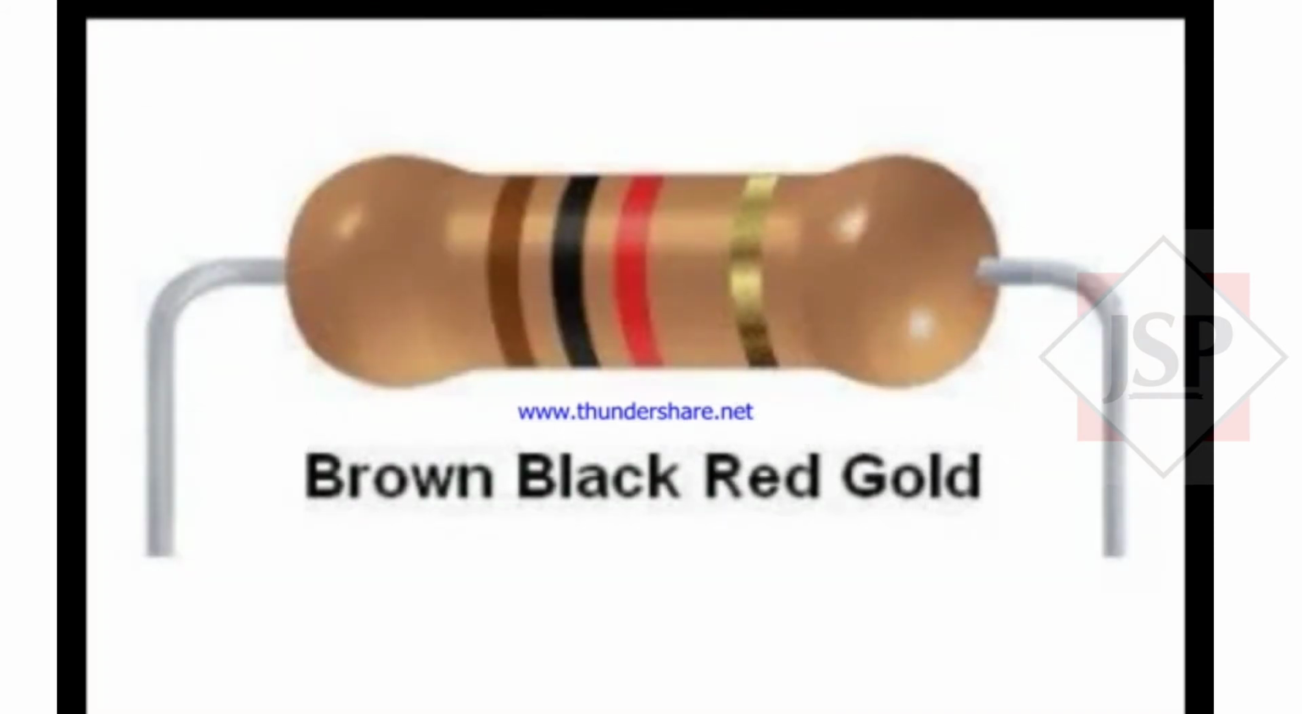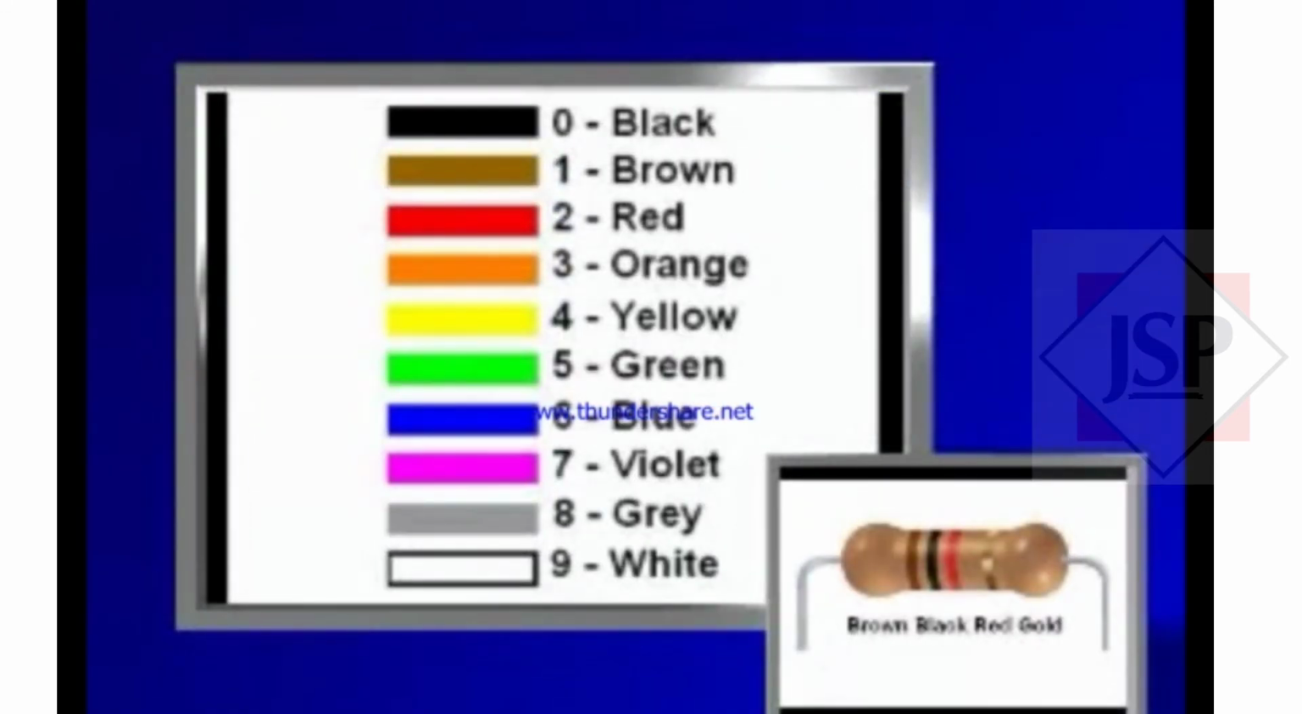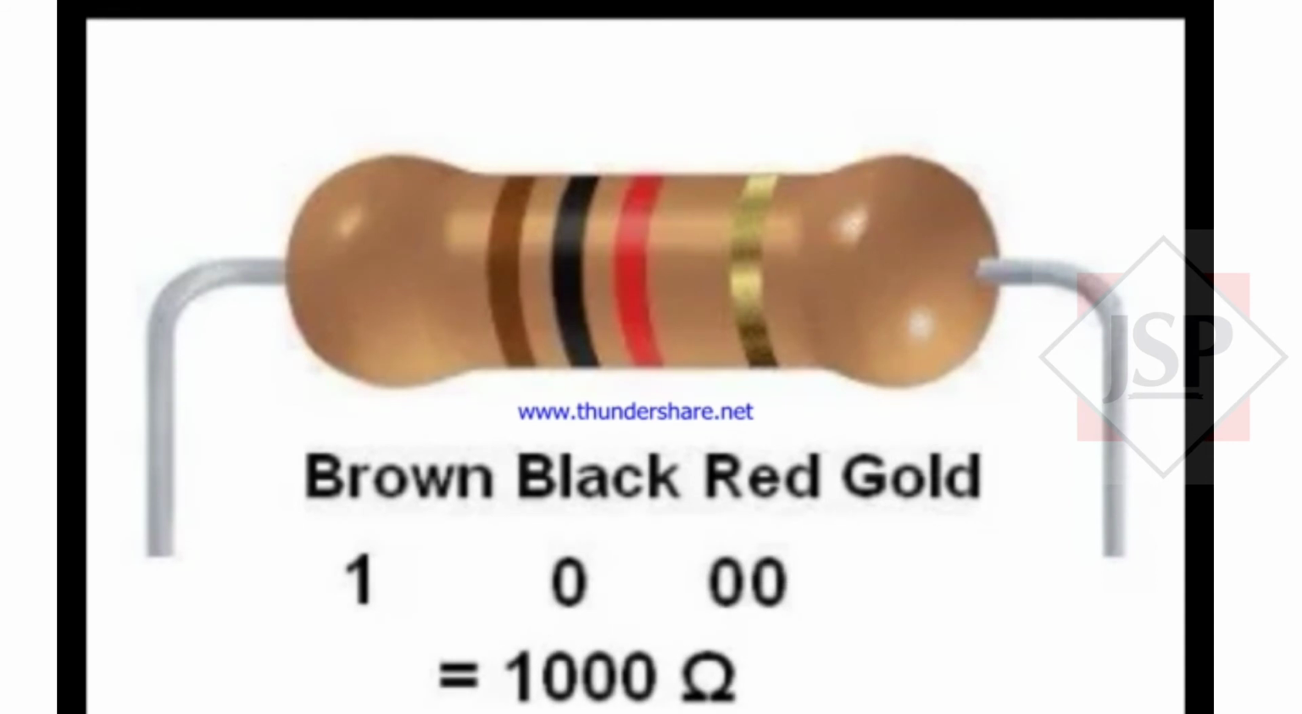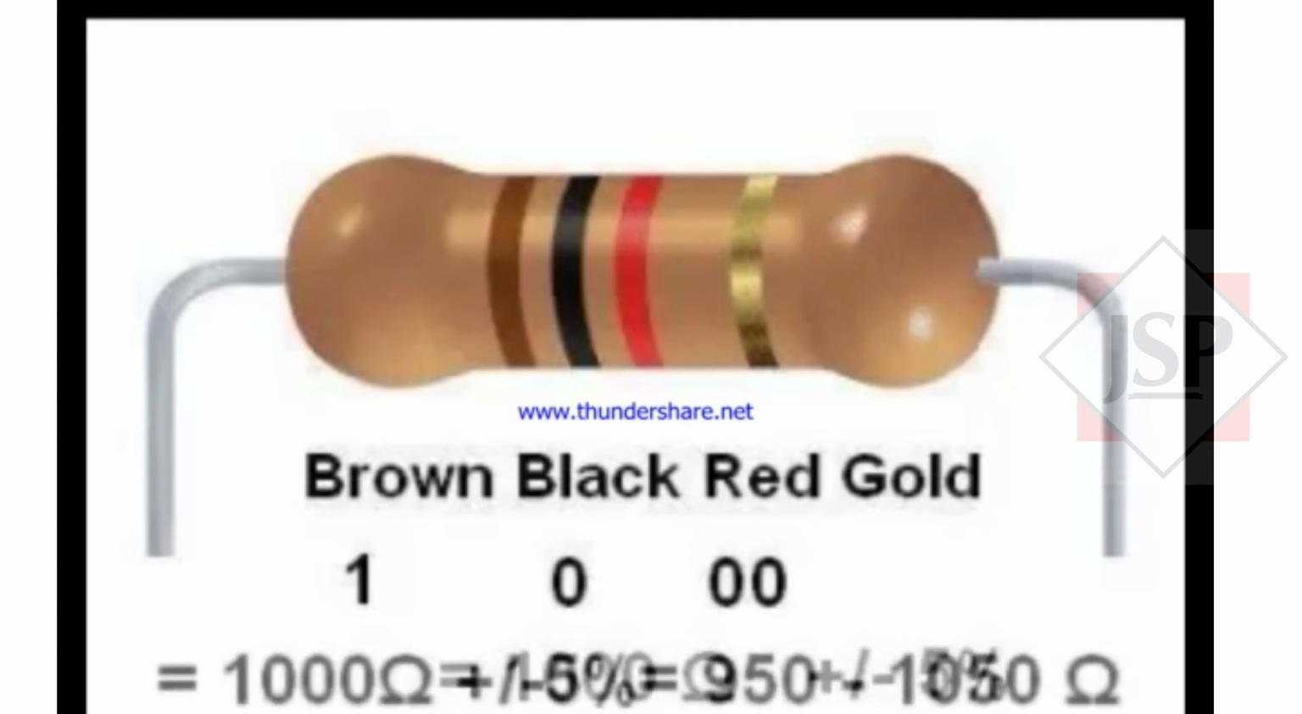Let's try some examples. Here is a resistor with a color code brown, black, red, gold. The first band is brown, which is 1, the second band is black, which is 0, and the third band is red, so the code is 102. The third color, red, represents 10 raised to the 2 power, or 100. This is the same as 2 more zeros, so we have 1000. The fourth band is 5% tolerance, so a brown, black, red, gold resistor is 1000 ohms plus or minus 5%. Now 5% of 1000 is 50, so this resistor can have a value from 950 to 1050 ohms.